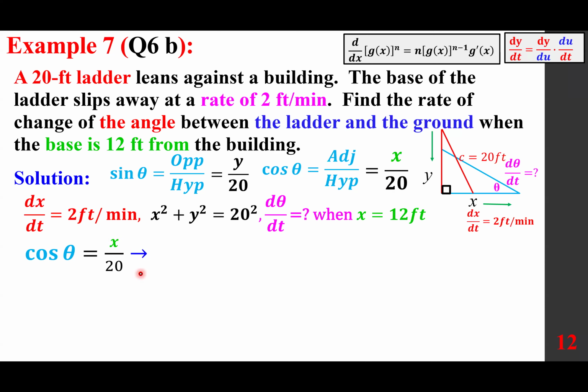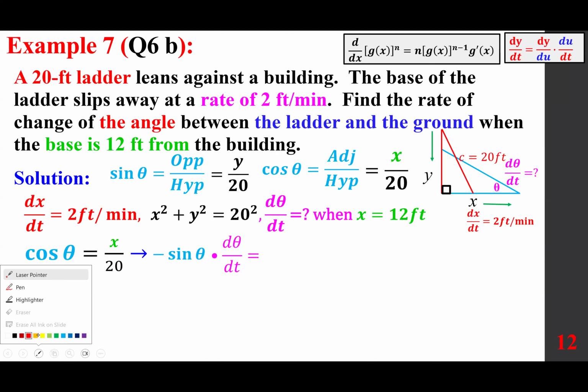Cosine is x over 20. And it's important to understand that the derivative of cosine is very simple. Negative sine theta, and then d theta times d theta dt. Okay. Left, that's the left side and it's done.